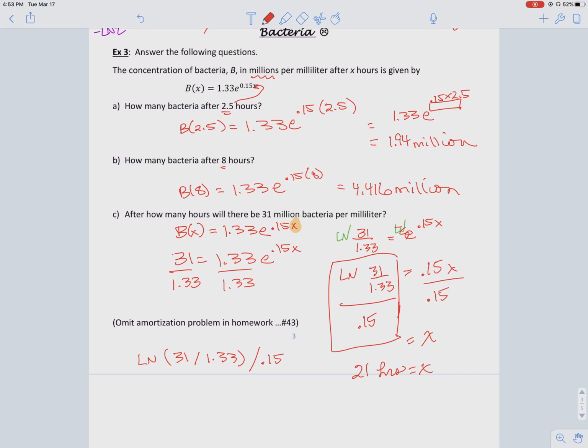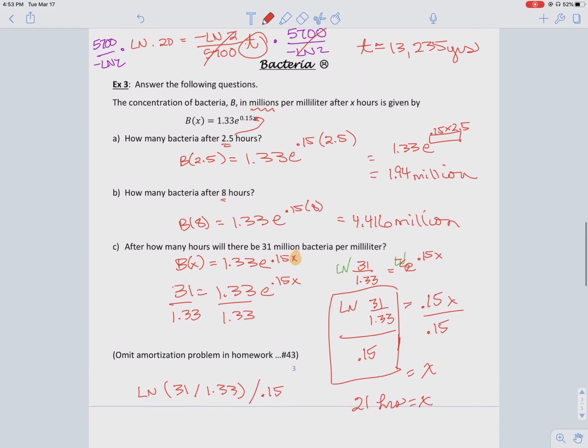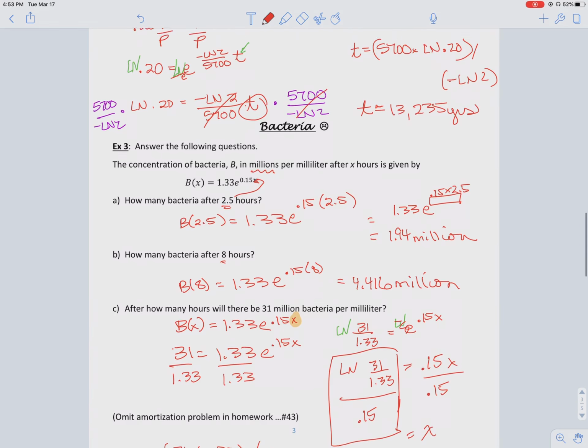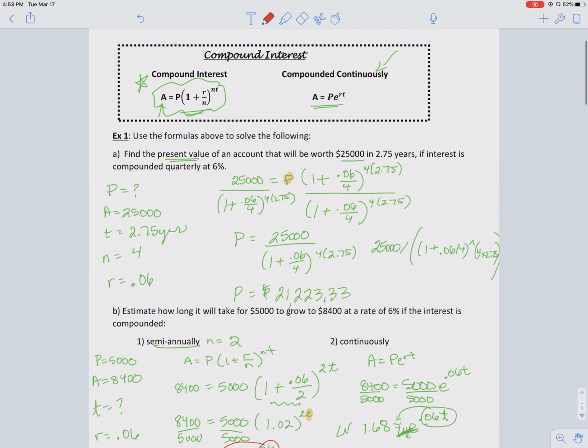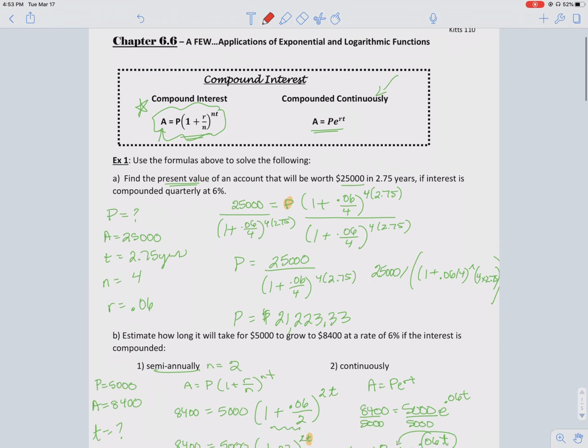And you do not need to do the amortization problem in your homework on number 41, you can omit that. I'm not going to ask you anything about amortization. So all you'll need to be able to do is bacteria, and I will give you the formula, carbon dating, or the compound interest.